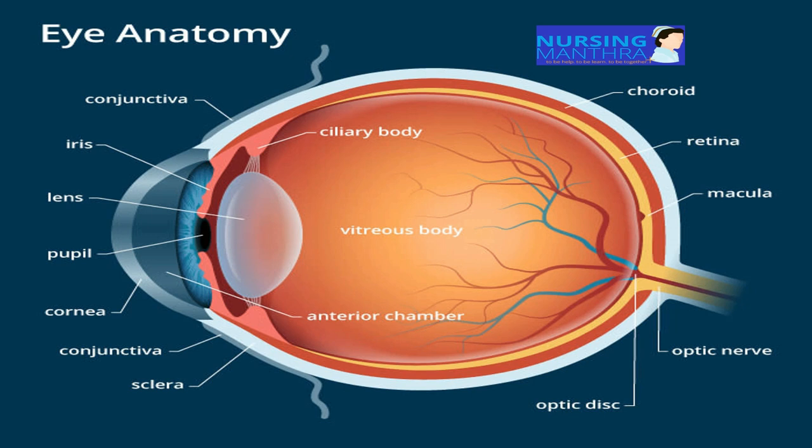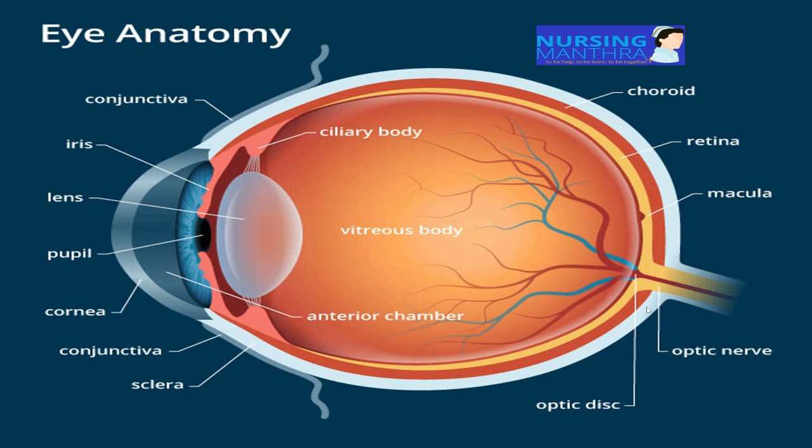Then another structure is macula. So this is the macula, located at the central part of the retina and has the highest concentration of cones. This is the area of the retina that is responsible for providing sharp central vision. Then we have a vitreous cavity, also called the vitreous body, located behind the lens and in front of the retina. Vitreous cavity is filled with a gel-like fluid called vitreous humor. Vitreous humor helps in maintaining the shape of the eye.